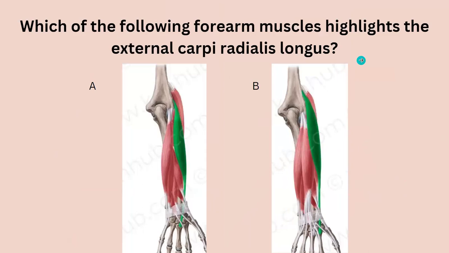So which of the following forearm muscles highlights the extensor carpi radialis? I'm going to give you guys about 10 seconds.